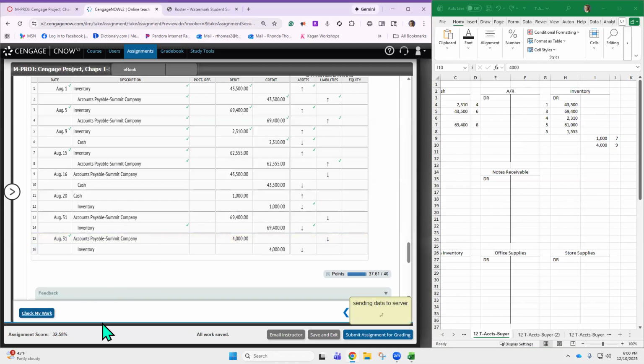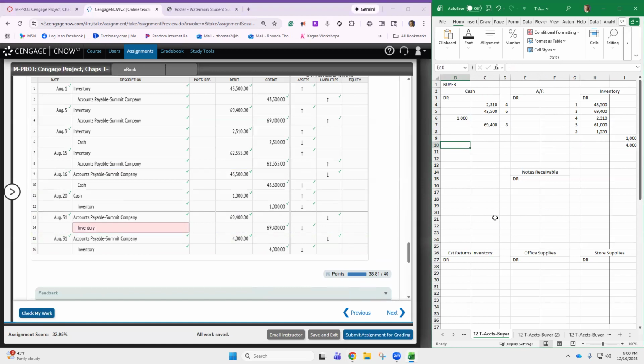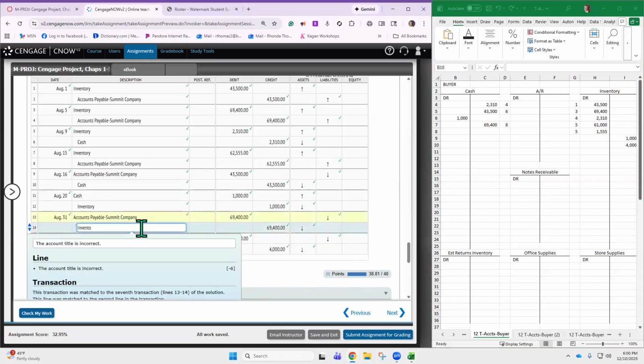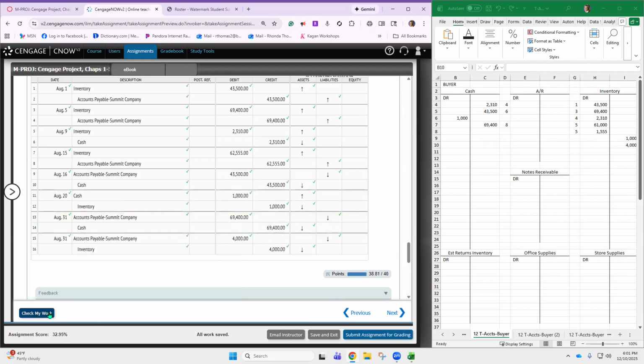Woo! Did we get it? Uh-oh, what did I do? Hold on. What did I do? I think that should be cash. Yeah, that should be cash. Sorry about that. This is from the buyer because they're paying that second sale, the invoice. So that should be cash. And I even have it right here in my T accounts, but I wasn't paying attention. So now I think we're okay.